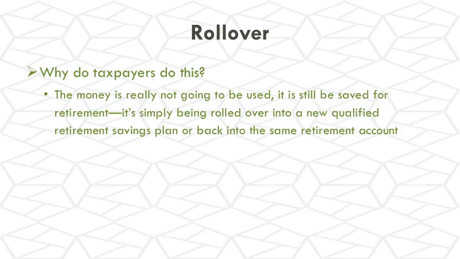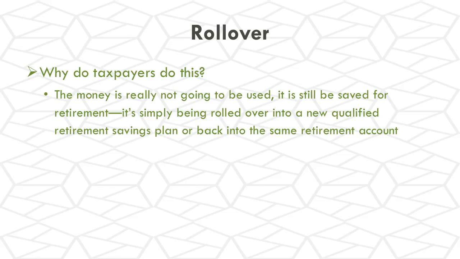So why do taxpayers do this? Well, the money that's being taken out of these accounts and rolled over into a new account is still being saved for retirement. It's simply being rolled from one qualified retirement savings plan into another. Or in some cases, a taxpayer may withdraw money planning to use it for some specific purpose, but then roll it back into the account without actually having used it. So that's why a taxpayer sometimes might have a rollover.